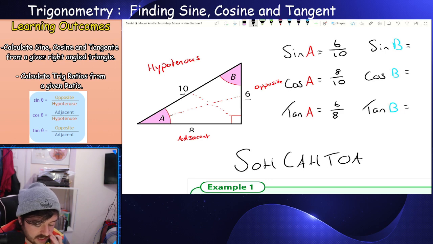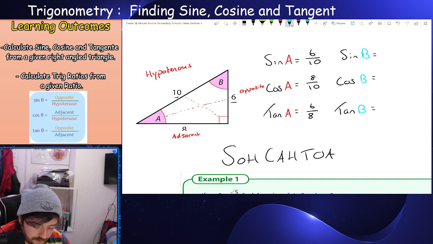So those are sine, cos, and tan of angle A. But now, if I look at angle B here, my sides change a little bit, because if I use B as my reference angle, my opposite side now is the 8. So always remember which reference angle we're working with. If I'm looking at reference angle B, my opposite side has changed, therefore my adjacent side has changed.